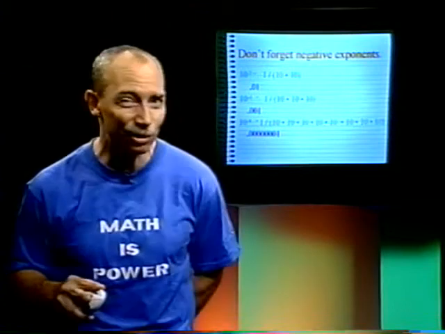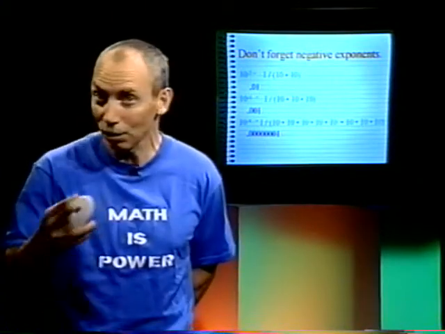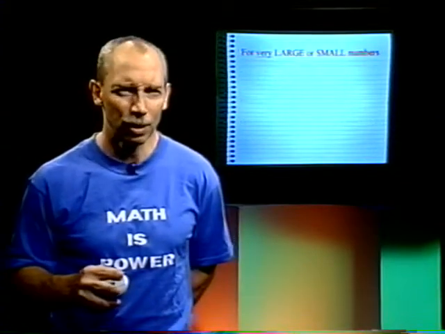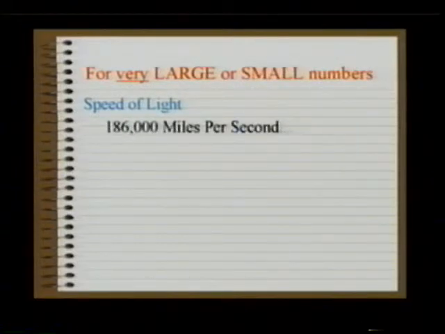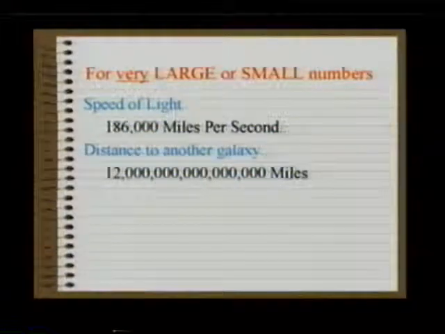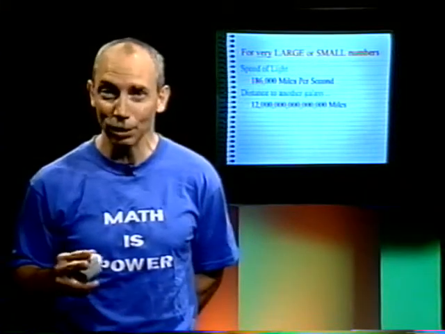Now, when would you have such a small number, or such a large number for that matter? Why do we need negative exponents? Well, in science, we have very large and small numbers. The speed of light, for instance, is a large number, 186,000. That's a big number, and we get way bigger than that. You know what the distance to another galaxy is? You would be spending a lot of time writing zeros, and it can get much larger than that.